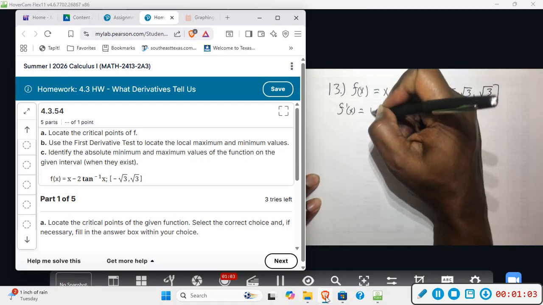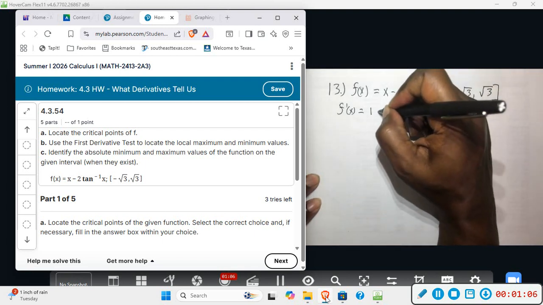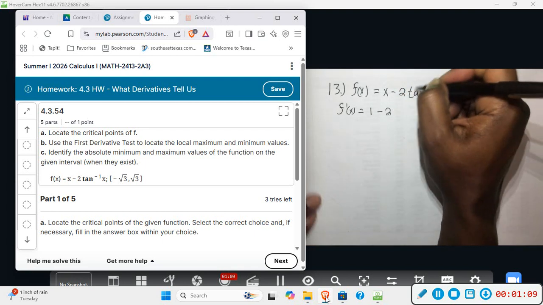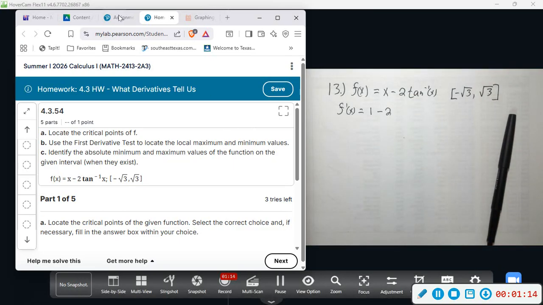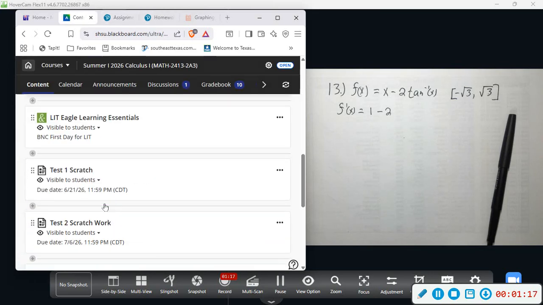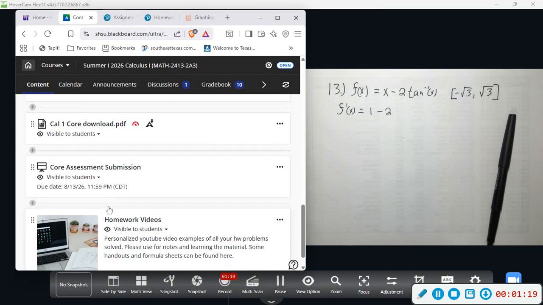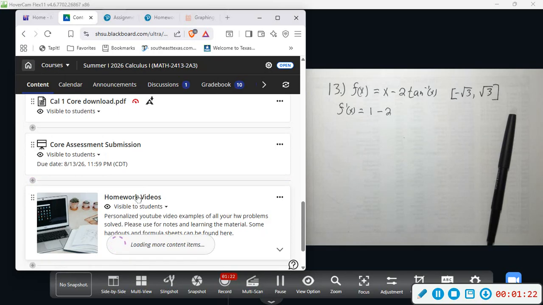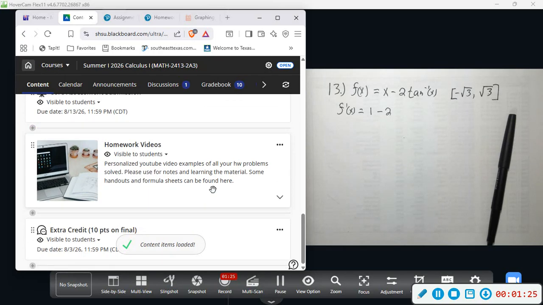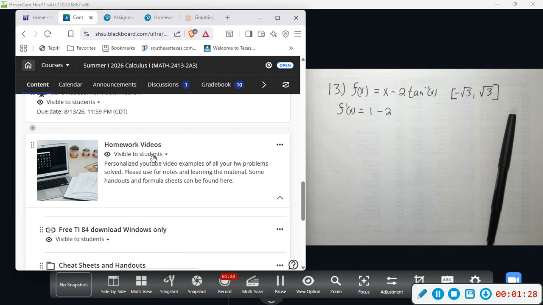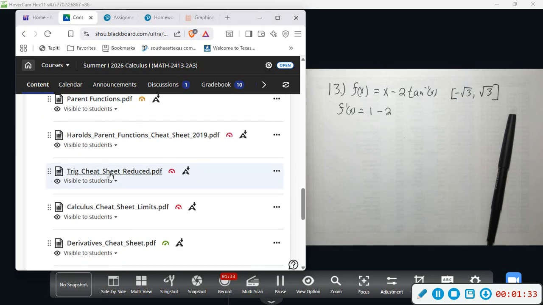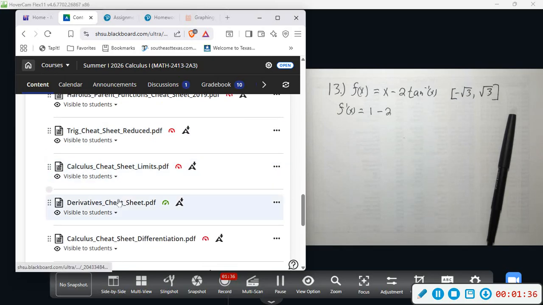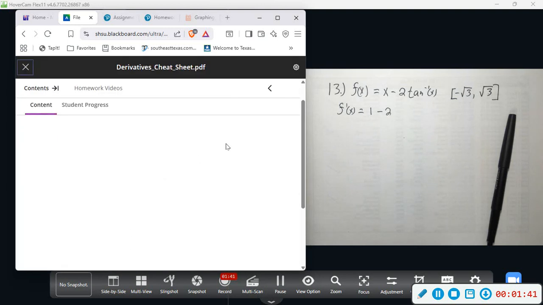Derivative of x would just be 1, and then we'll do minus 2, and then the derivative of inverse tan. So that's one that we will have in our course cheat sheets. So in our videos, we got our cheat sheets, and then we want derivatives. There's two different ones, derivatives and differentials.